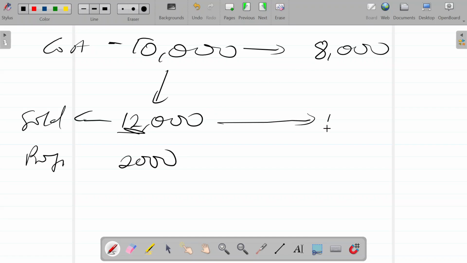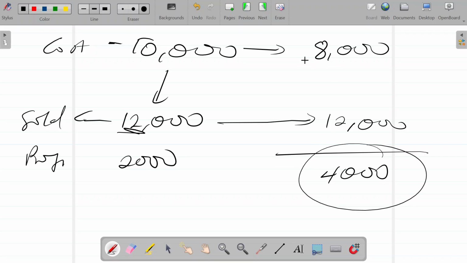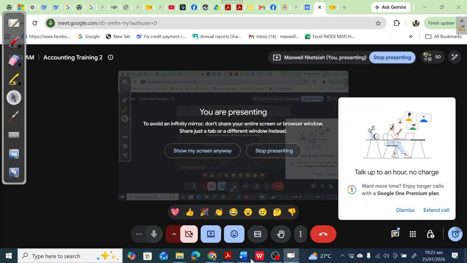Meanwhile, you have sold the goods for 12,000. Now look at your profit. Now your profit will be how much? It will be 4,000. So because the supplier has reduced how much you have to pay, it has eventually increased your income by what? 4,000. So it becomes an income to you. Okay. So that is the definition of income.